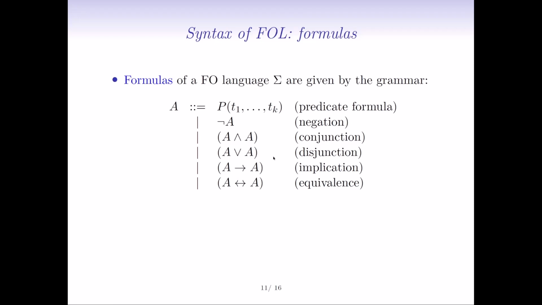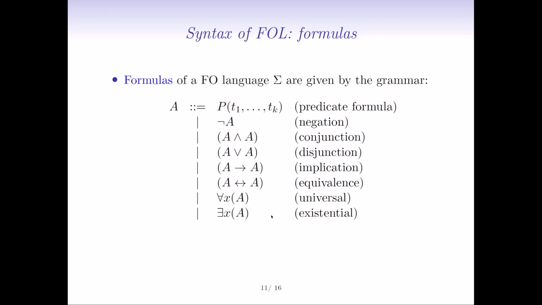So if I already have some formulas, then I can build up larger ones by applying the connectives. And finally, the quantifiers. If A is a formula, then so is for all x (A). I'm putting the A in brackets here. This is supposed to indicate the scope of the quantifier. We'll talk more about that shortly. And if A is a formula, then exists x (A) is a formula as well.